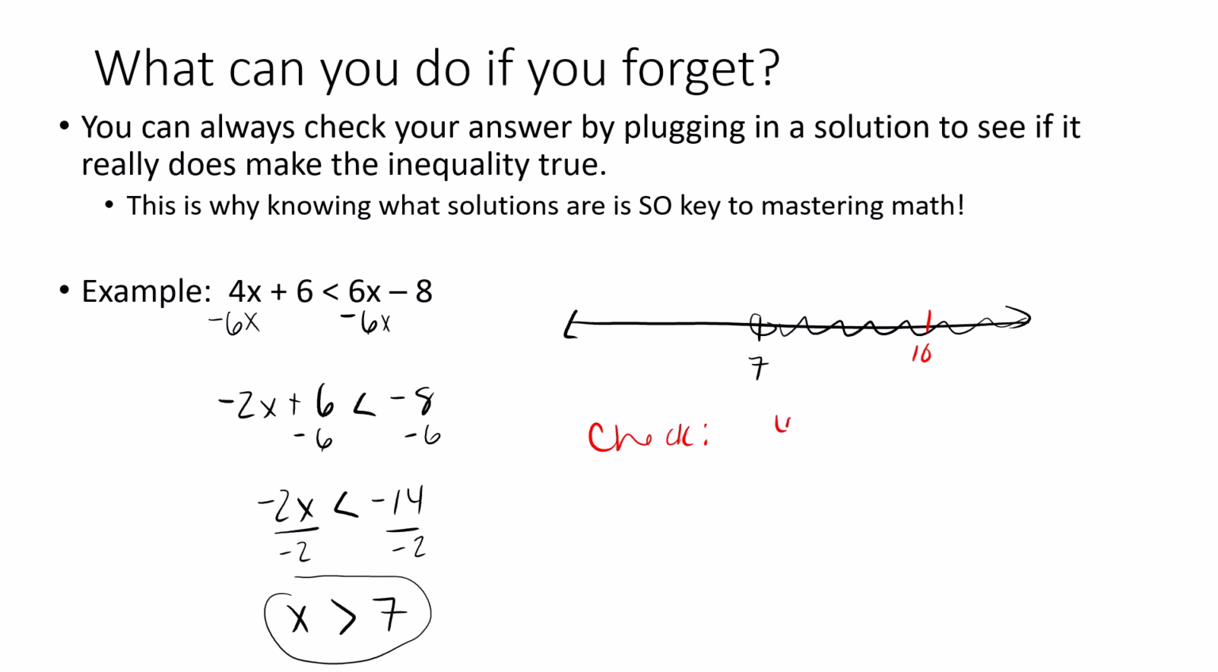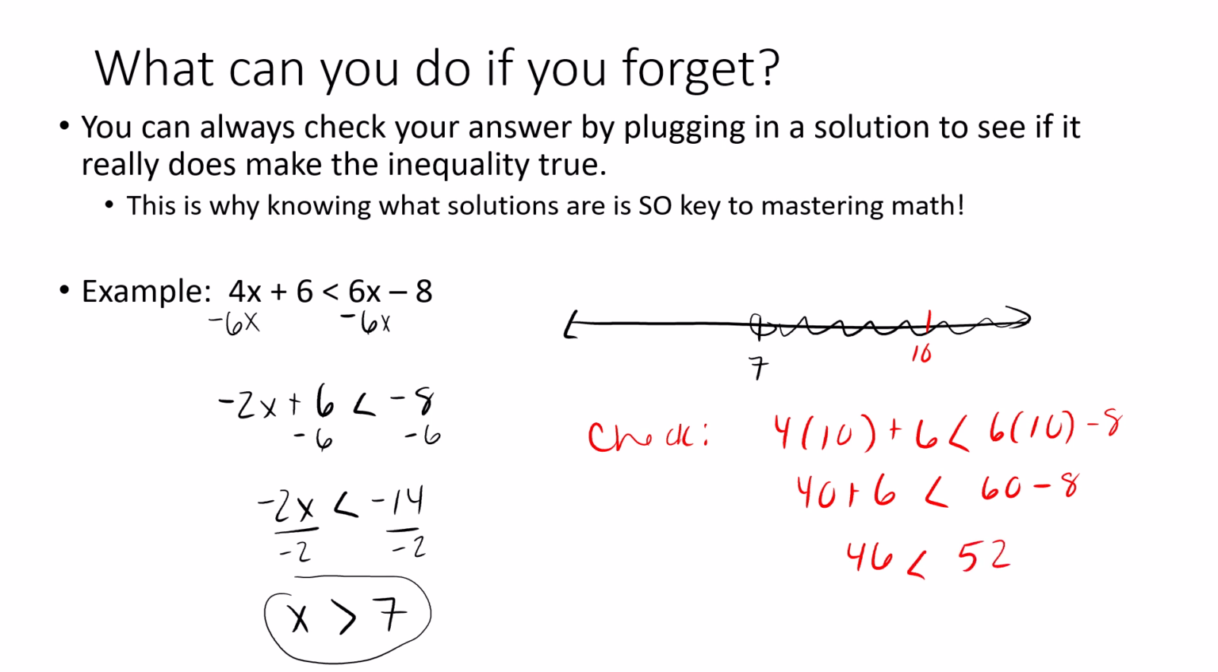Okay, so 4 times 10 plus 6 is less than 6 times 10 minus 8. 4 times 10 is 40. 6 times 10 is 60. 40 plus 6 is 46. And 60 minus 8 is 52. Is 46 less than 52? Yes, that is true, which means that 10 is a solution, which means I have shaded on the right side, which means that the greater than must be correct and I have done the problem correctly.